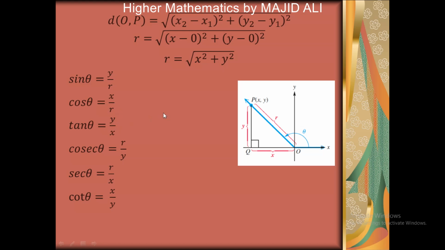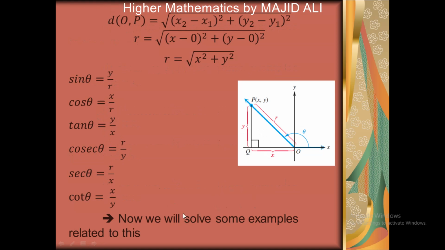Tangent theta is equal to, as in the previous slide, altitude over adjacent, so y over x. And these three values are obtained by taking the reciprocals of the first three: cosecant theta is r over y, secant theta is r over x, and cotangent theta is x over y.